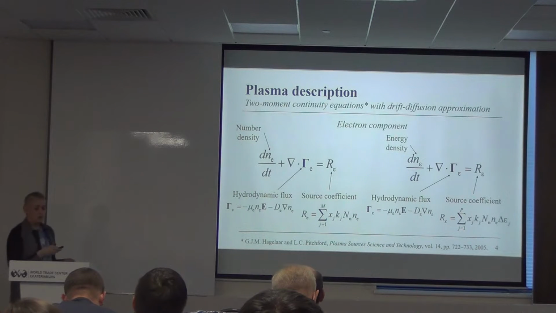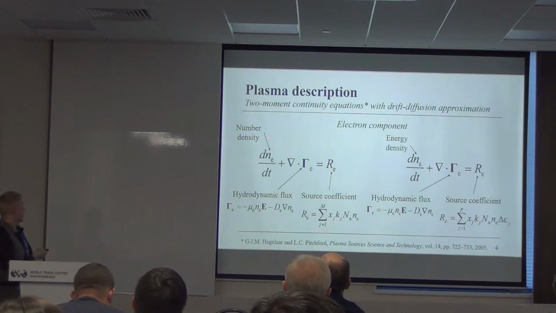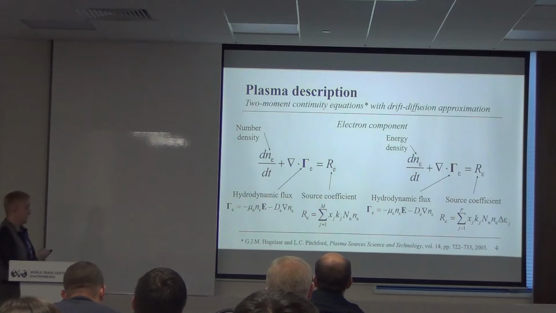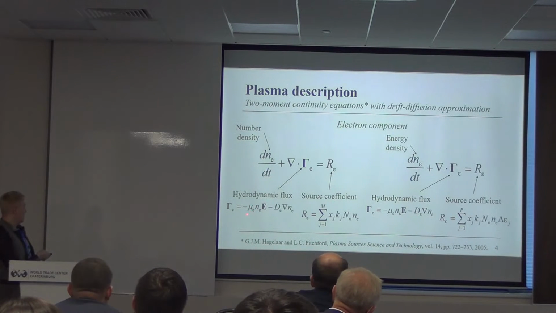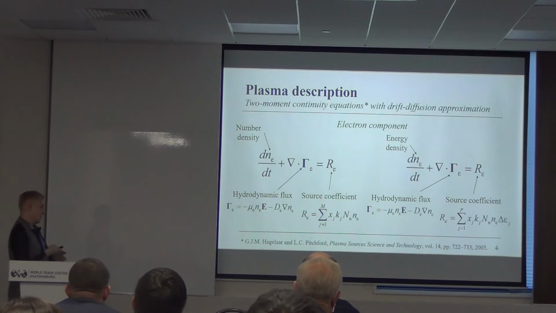And now let's move to the model description. We use a hydrodynamic approach. Electron components are described by the two-moment continuity equations, equations for number density and energy density. With a drift-diffusion approximation for hydrodynamic fluxes, the transport coefficients in the hydrodynamic fluxes, such as mobility and diffusivity, are calculated using the BOLSIG+ two-term Boltzmann equation solver.